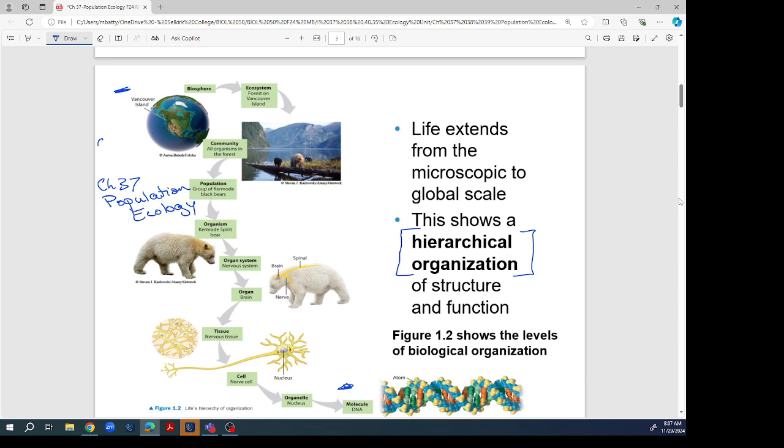Chapter 38 moves on to community ecology. Chapter 40, oops, well, we do cover a little bit of chapter 39 and 38. So chapter 40 is ecosystem ecology. And then we go backwards. Chapter 35 is all on the biomes and the biosphere.